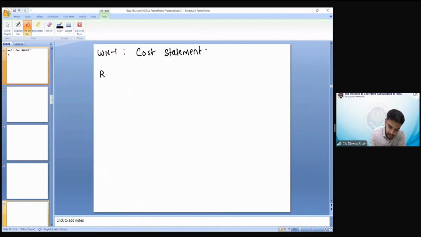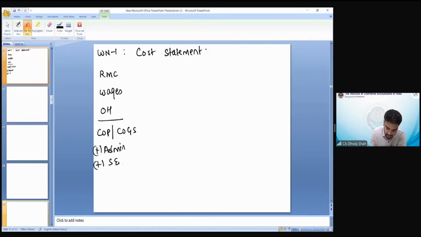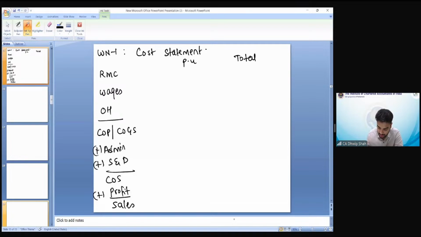My format of cost statement is raw material consumed, wages, overheads will give me cost of production, will give me cost of goods sold. I will add admin, add selling and distribution, will give me cost of sales, add profit, will give me sales. Okay? This is per unit. This is total. Can I say my sales per unit given in the question is rupees 5? Sir, where is it? Here it is. Selling price per unit is 5.